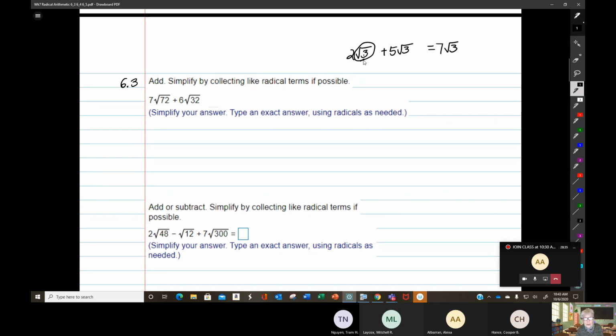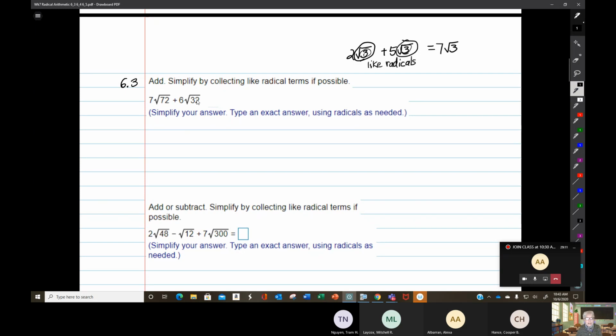But why I can do that is that these are exactly the same kind of radical, square roots, and they are exactly the same radicand, the number underneath the radical. So these are said to be like terms, or like radicals. And when you've got like radicals, you can add them. These are not like radicals. It looks like you cannot add them.